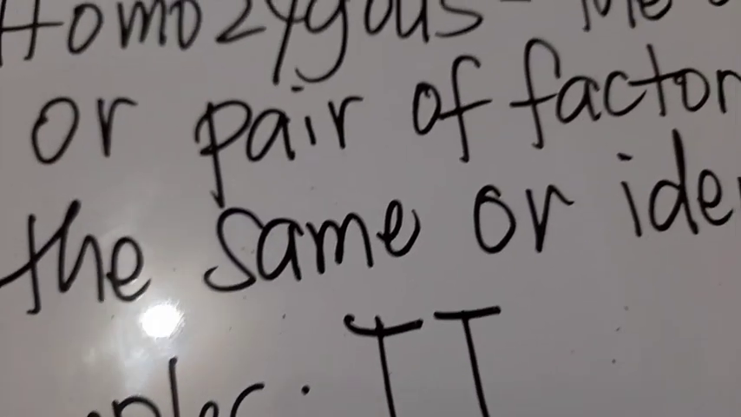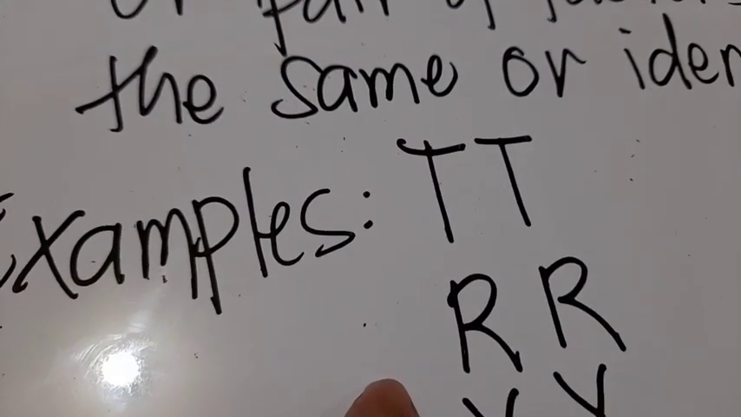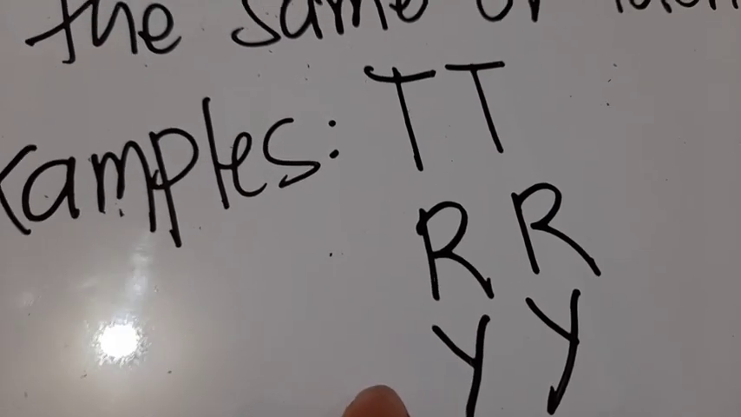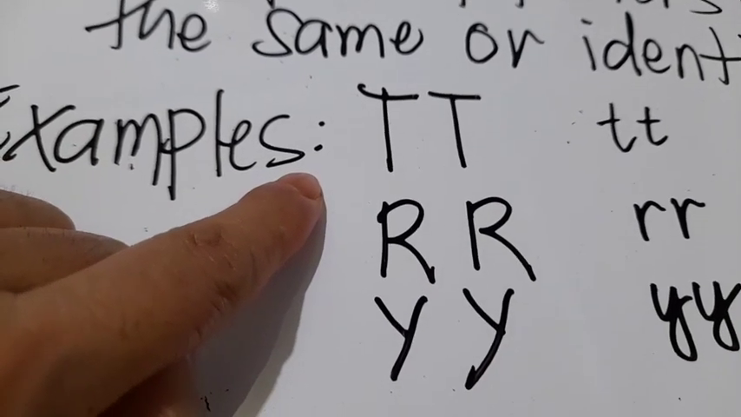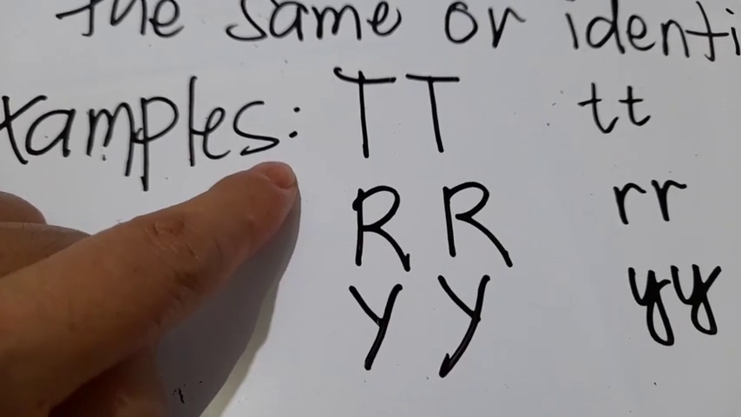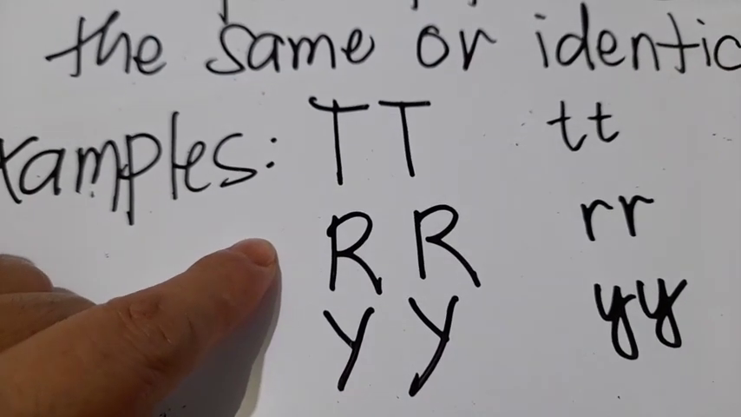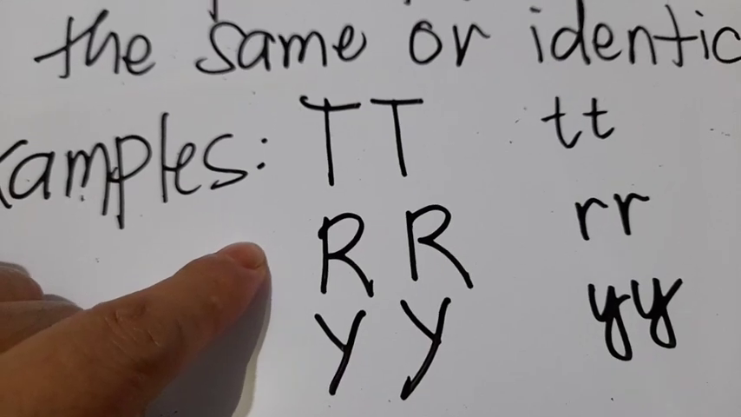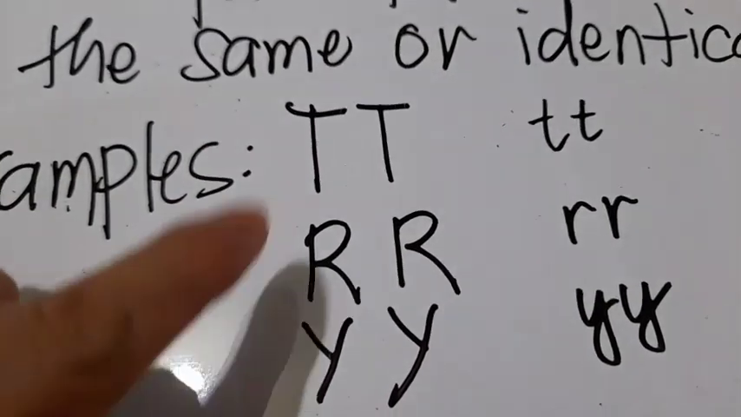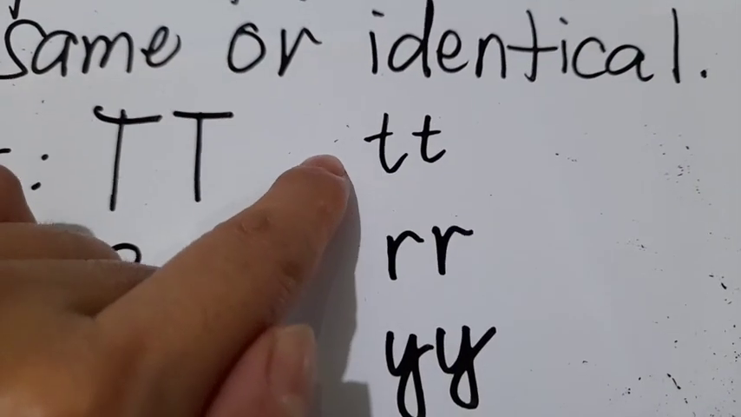Example, we have here homozygous tall. We have homozygous round. And we have homozygous yellow. So if the letters are both capital, representing the pair of factors or the pair of genes or the alleles, these are said to be dominant. Dominant are those that will appear in a particular cross. So all these capital letters here are dominant.